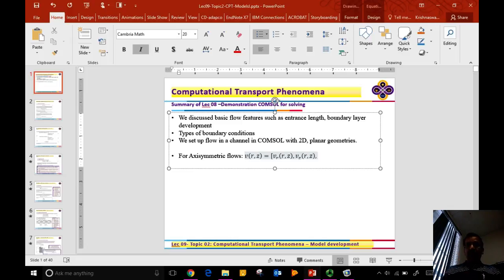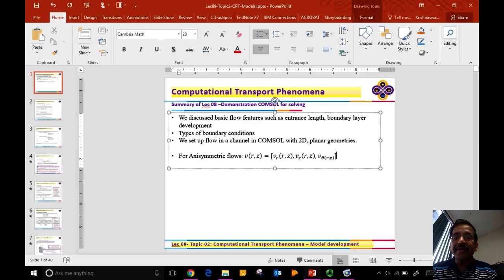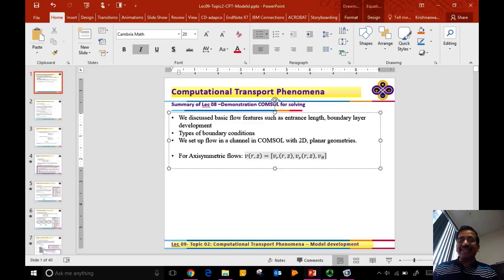V theta will also be a function of R and Z. So what would you call such a flow? Is it 2D? Well, you call it 2D axisymmetric for a good reason, right? But there are three velocity components, but they are functions only of two spatial variables, R and Z. If you go in the radial direction, the velocity changes. If you go in the axial direction, it changes. Angular direction, it doesn't change. Any plane you cut, it's exactly the same. But there are three velocity components.